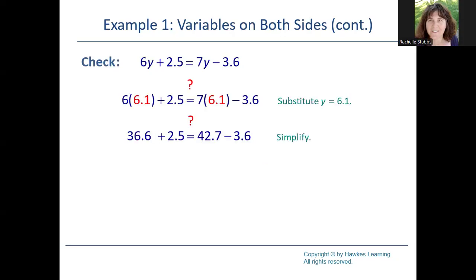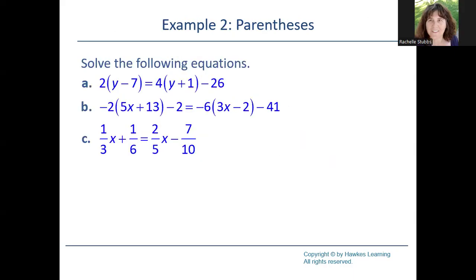Substitute 6.1 into both places, multiply it out, add them together, and both sides equal 39.1. Therefore, we are looking at a true statement, and therefore we have solved for x. The x does equal 6.1. So here are three more for practice.